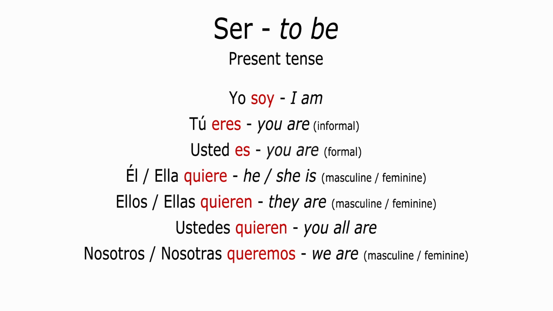When talking about two or more people, it becomes son. They are, you all are. When talking about a group that includes yourself, it becomes somos. We are. These forms are called conjugations, and this is how we conjugate the verb ser with different subject pronouns.